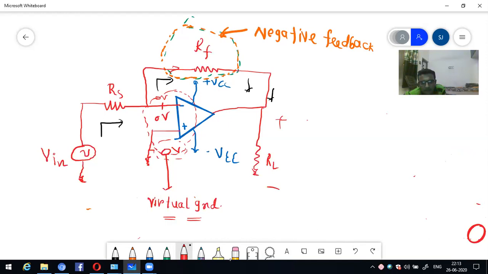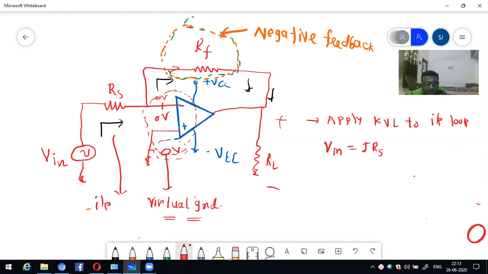First step here, apply KVL to the input loop. This can be considered as an input loop. See this. So here Vin equal to I into Rs, or I into R1, simply we can say.